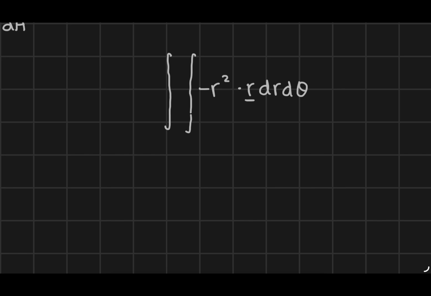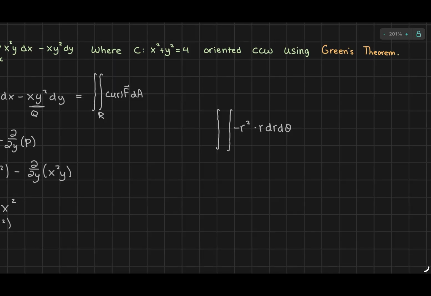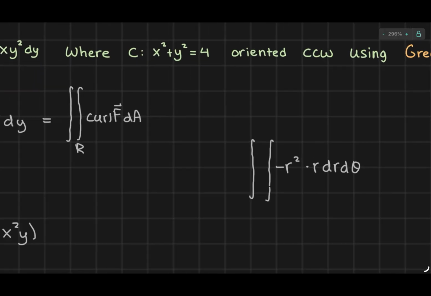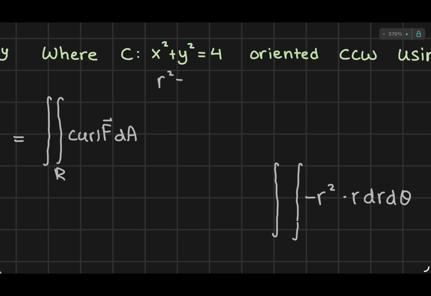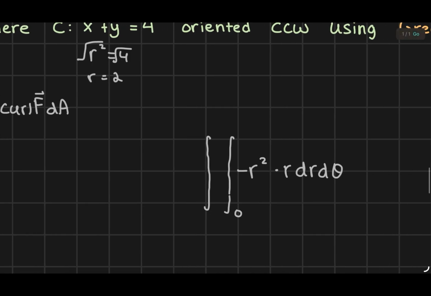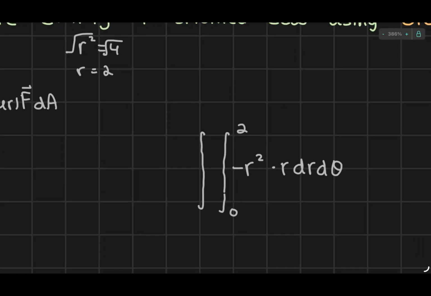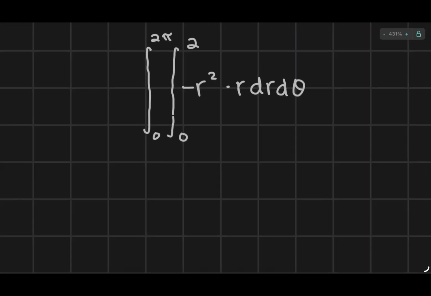Cannot forget our differential, our Jacobian r. Dr d theta, and dr is going to be our inner integral, so its bounds are going to be the radius. x squared plus y squared is equal to 4, which is just the same thing as r squared is equal to 4. Take the square root of both sides, r is equal to 2. So our radius is going to go from 0 to 2, and our theta, well, it's a full circle, therefore we're going to be going from 0 to 2 pi. Looks good. We can just go ahead and solve this now.